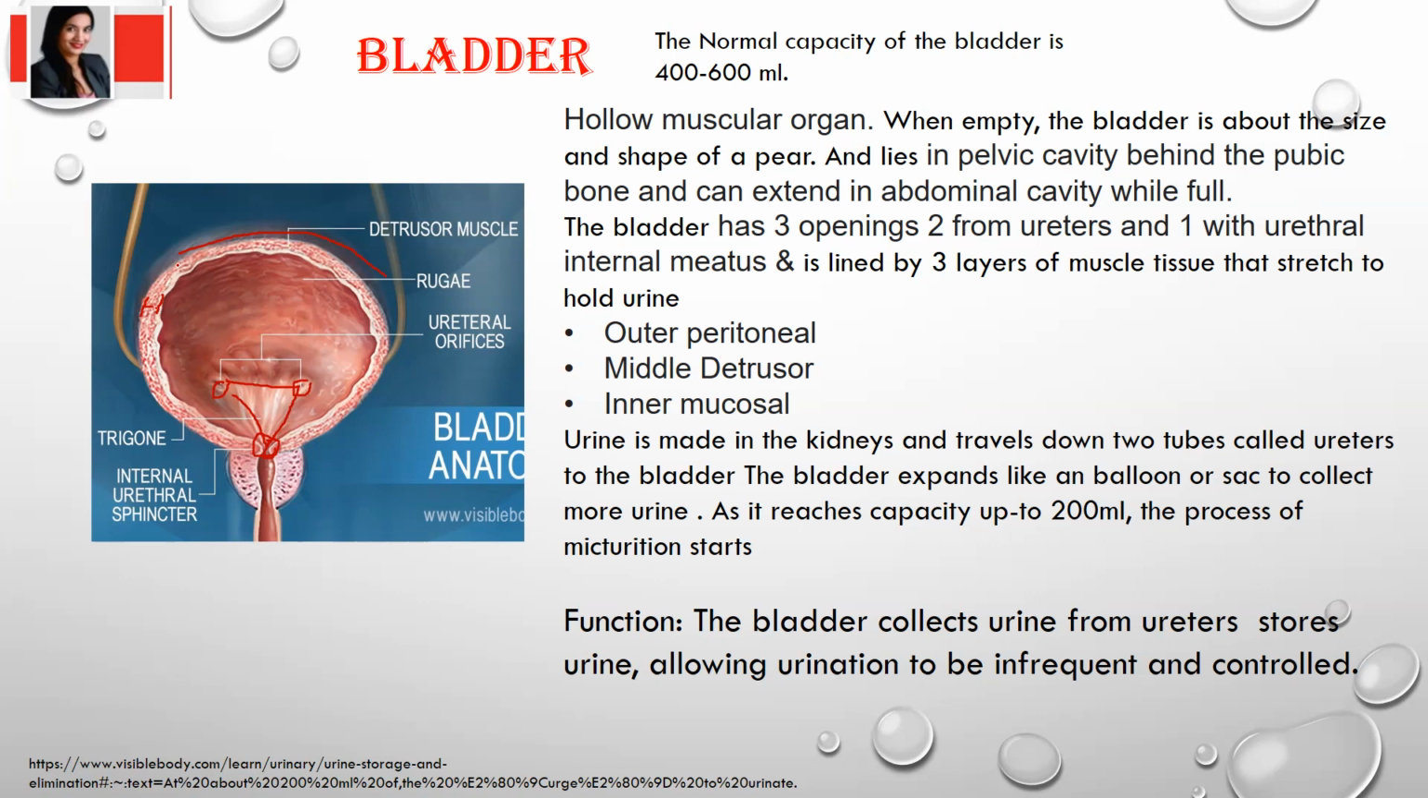And this can happen into this particular area. Urine is made in the kidney and travels down the two tubes called ureters to the bladder. The bladder expands like a balloon or sac, and it can collect a lot of urine, approximately 450 to 600 ml in a male.